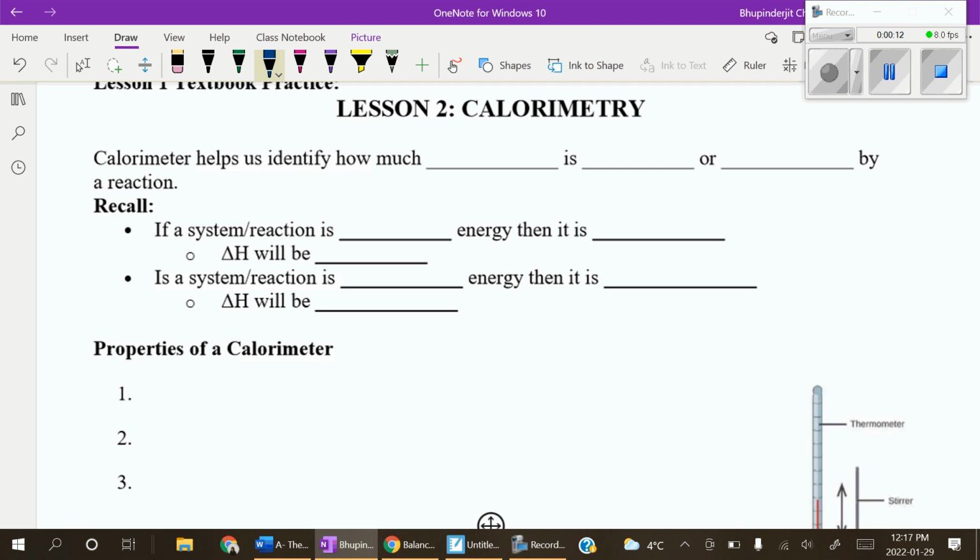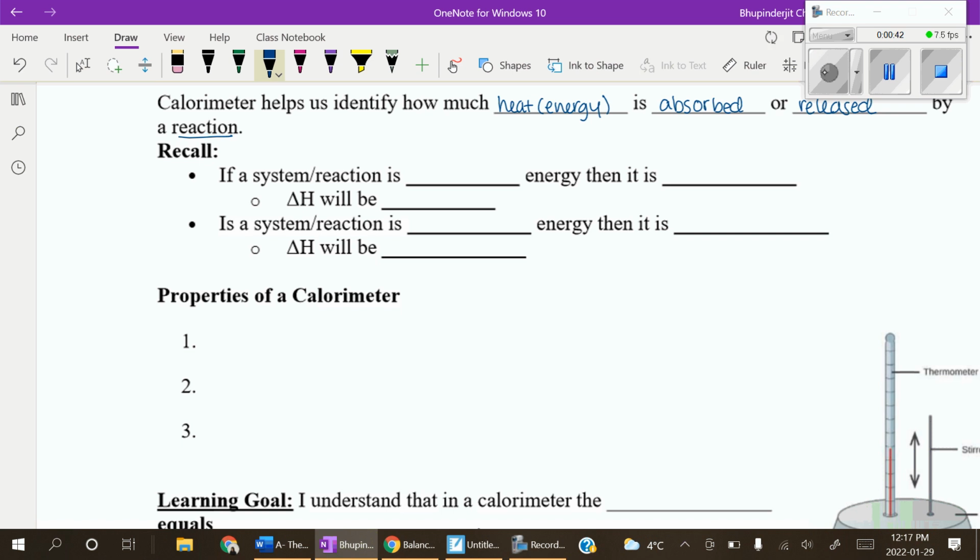Calorimetry, or a calorimeter, helps us identify how much heat or energy is absorbed or released by a reaction. Remember, we are always looking at it from the perspective of the reaction. Okay, so that being said, we're going to recall this from yesterday's lesson.